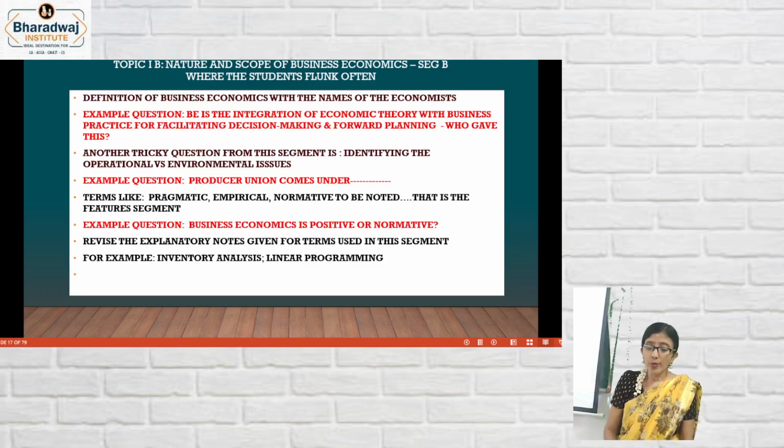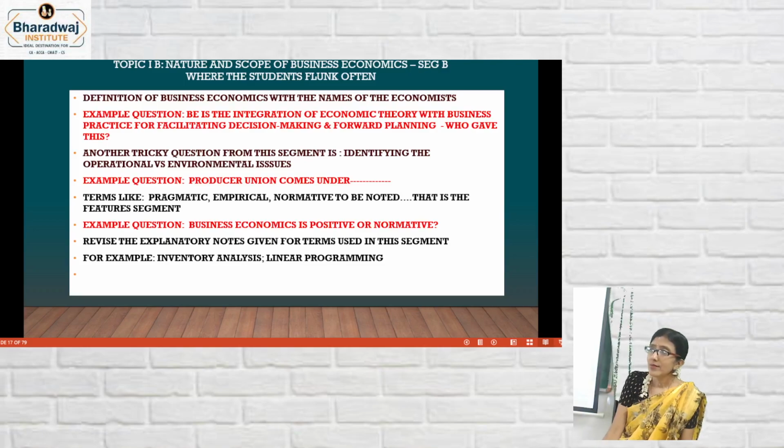Now try this. Producer union comes under macro or micro or environmental or operational. Micro. Sure? 100%? Micro or macro? Operational or environment? Environmental. Macro issue. Producers union.